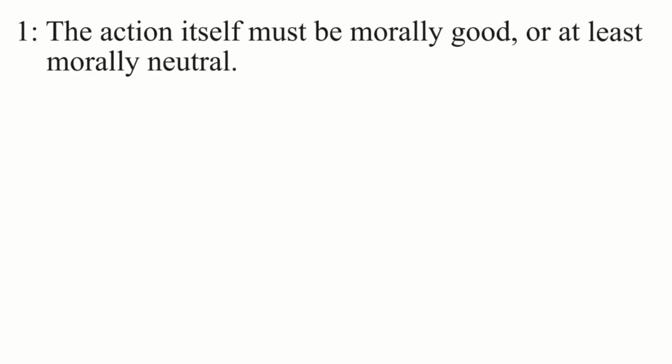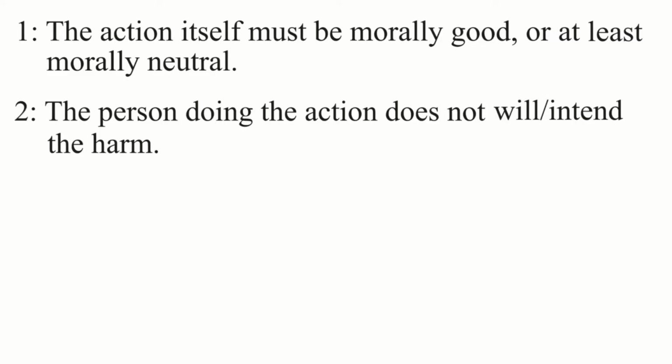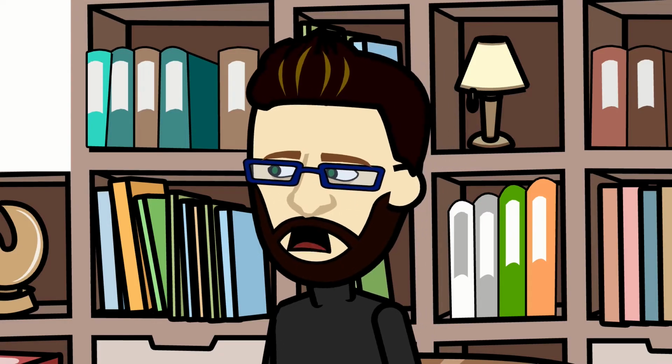The first is that the action itself must be morally good or at least morally neutral. The second is that the person doing the action does not actually will the harm. They do not intend or want the harm to happen, but rather it's just a negative side effect of their action. In other words, if the same outcome can happen without the harm, the person would avoid doing the harm.